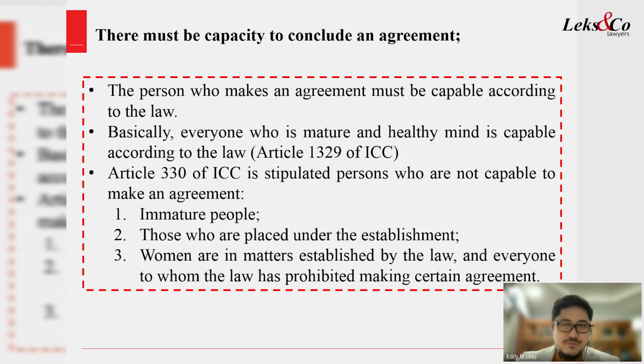So everybody can make an agreement, right? Unless he's declared as not in his capacity. Nah, tak cakap untuk membuat suatu perjanjian is under 13, ya. Orang-orang yang belum dewasa, immature. Mereka yang ditaruh di bawah pengampuan.